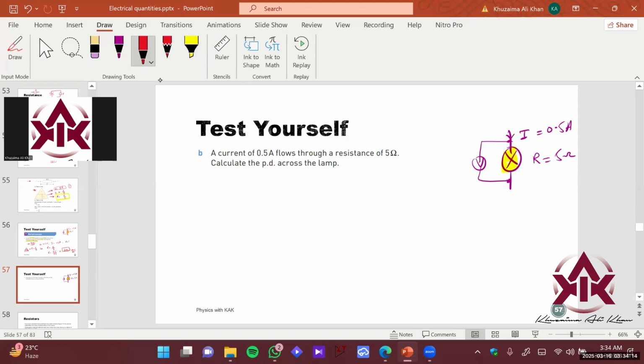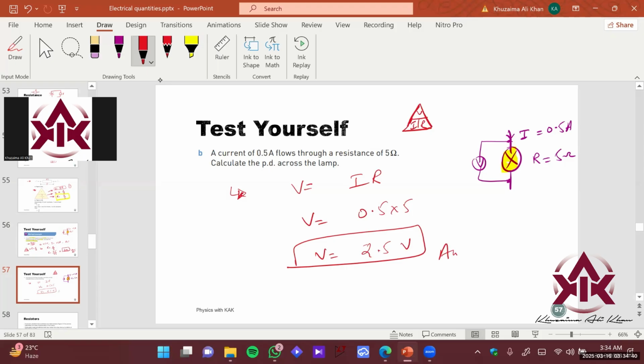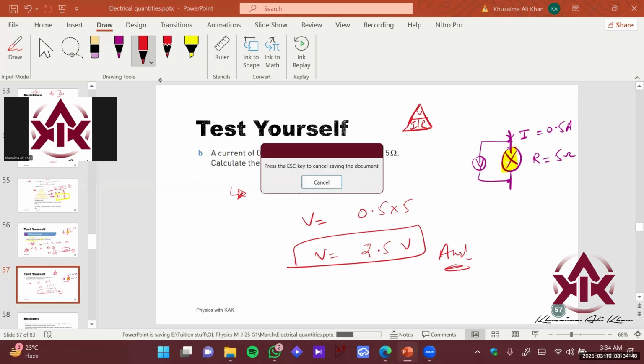So again, recall the pyramid. I believe that now you're done with the question. So the formula pyramid is as follows. How can you find potential difference? The potential difference is basically I into R. So just put in the values now. It's 0.5 into 5, so that is going to give you an answer of 2.5 volts. So the drop across the lamp is now 2.5 volts. I believe your answer is matching it. If you have questions, please rewatch the last part.